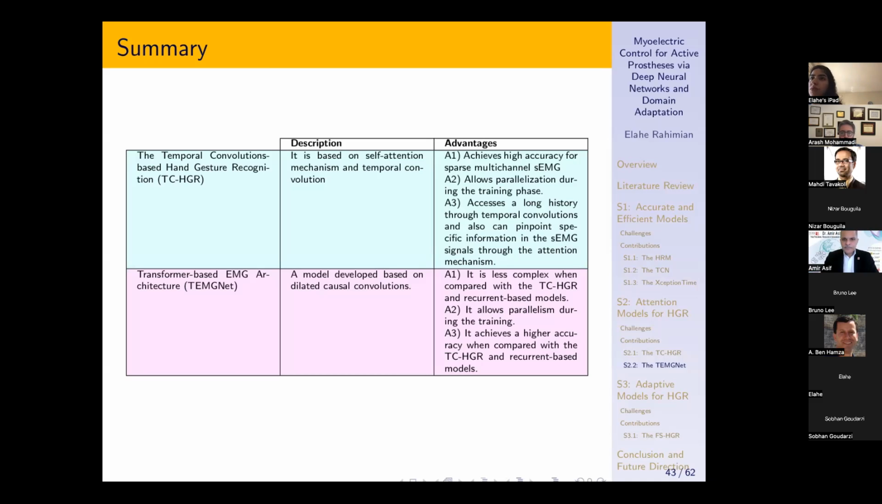After that, we propose a transformer-based architecture, which is based on transformers, and it is less complex when compared to TCHER, and it has a lower number of parameters.